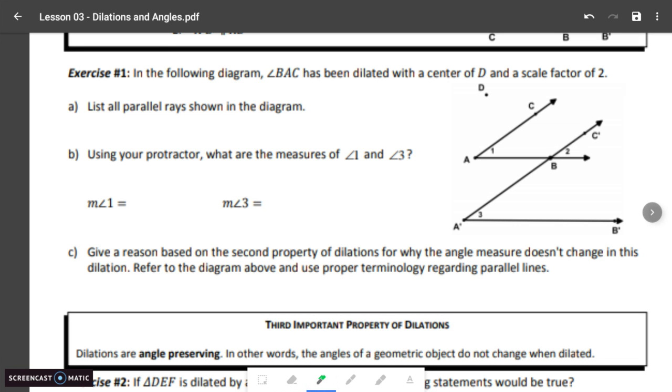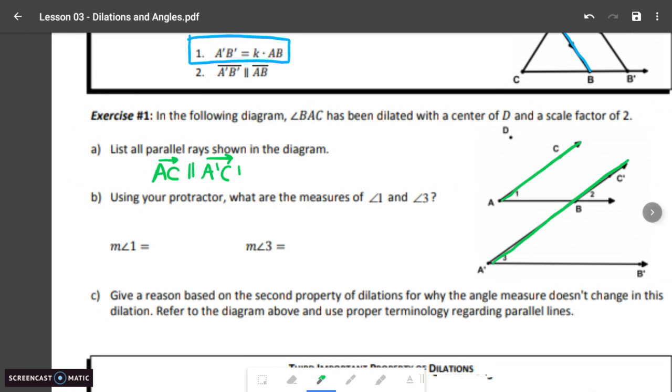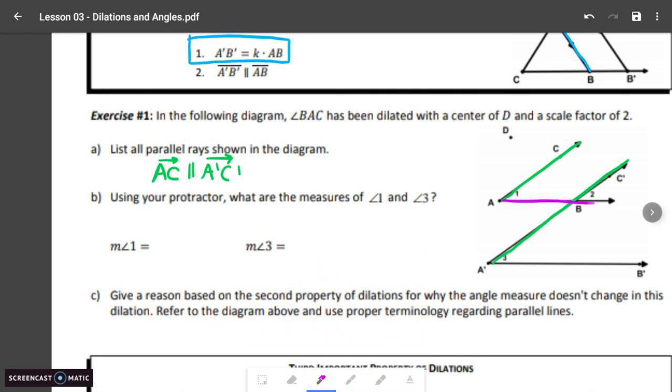So I also can see that because of that dilation, AC and A prime C prime are parallel. Remember, it's a ray because it has one point and then extends on forever in the other direction. Now I'd also have the original line AB getting bigger by a scale factor of 2, but those rays are parallel as well.